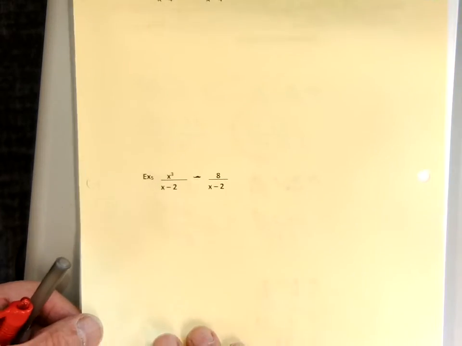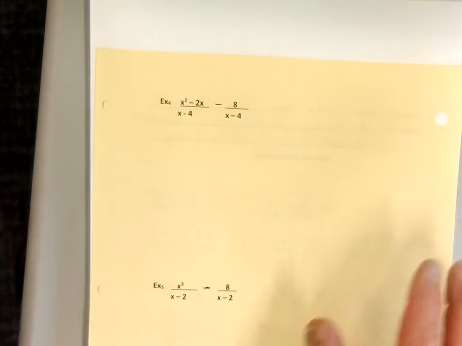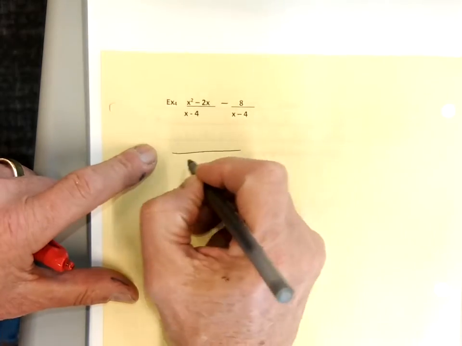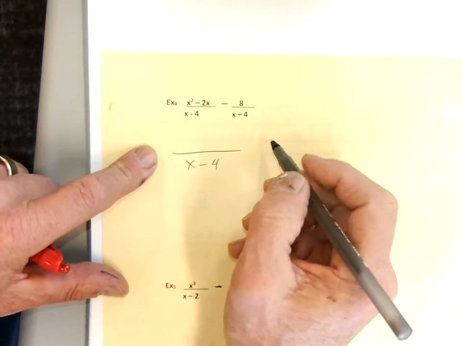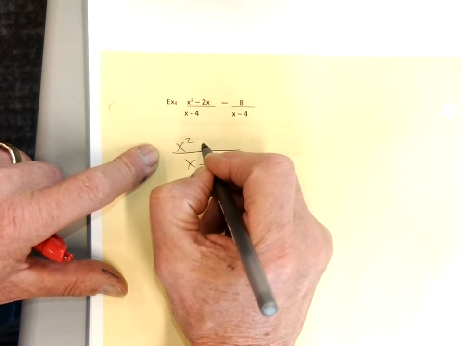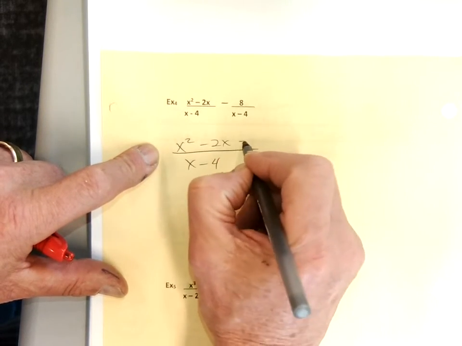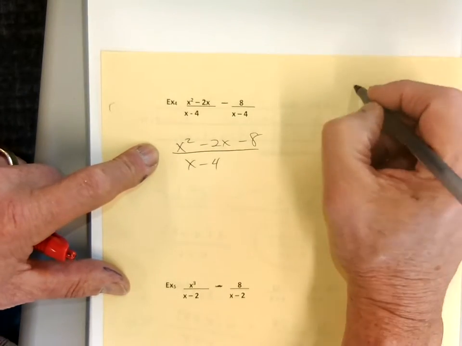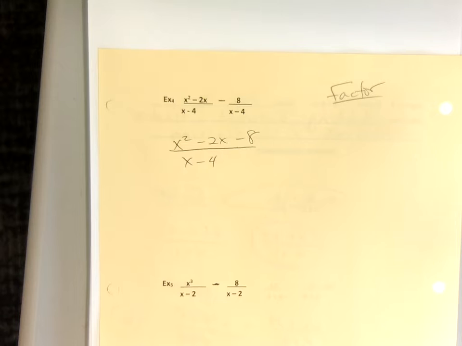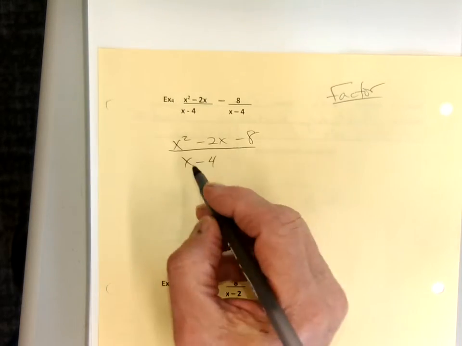It's like a whole page of it. So today's not going to be bad, is it? What's my common denominator? X minus 4. And in my numerator, I'll have x squared minus 2x minus 8. Now, if I factor, will that help me? Sure. In fact, Emily, what does this factor into?